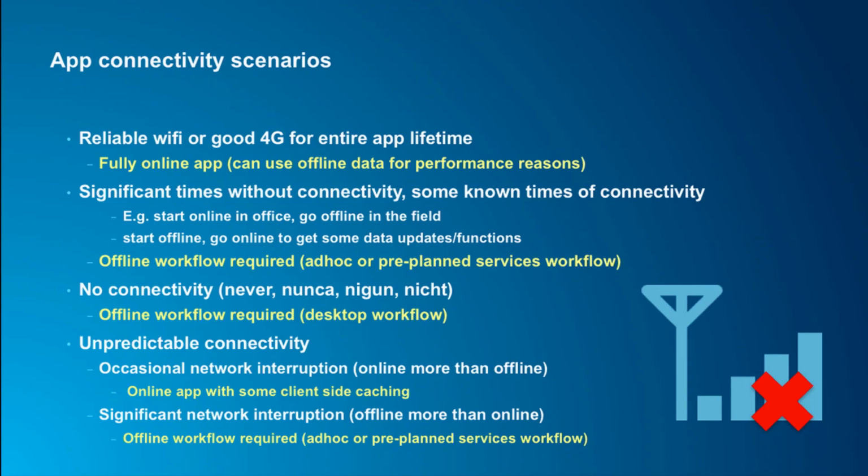So there's kind of four real connectivity scenarios. One is that you've got reliable Wi-Fi, good 4G coverage, and you know that as you're using that application, that will always be there and you can rely on it. Maybe it's an app for the office, or it's an app for the field, but you just know you're going to have connectivity. Obviously, if that's the case, it's a pretty easy decision to make. You can use the online layers. You could also choose to package up offline data if the data is small and you just wanted really good performance and it doesn't change over time.